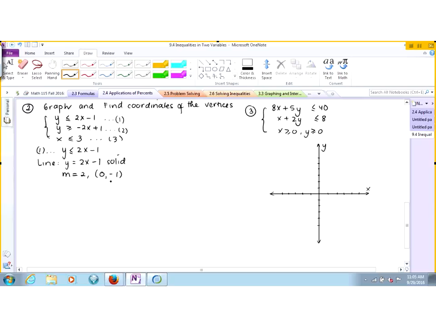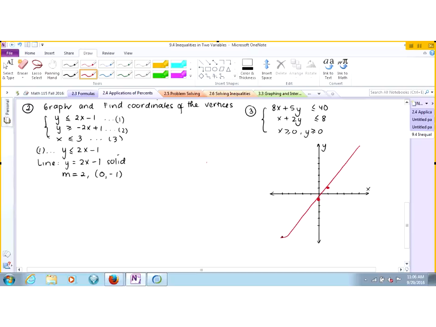Alright. So, I start at 0, negative 1. Where is 0, negative 1? Here, right there. And then the slope is 2. What does it mean? Go up 2. Okay. And this is solid, right? Okay, you should use a ruler. I don't know if maybe I use my faculty card. See here. It works. And then solid, right?